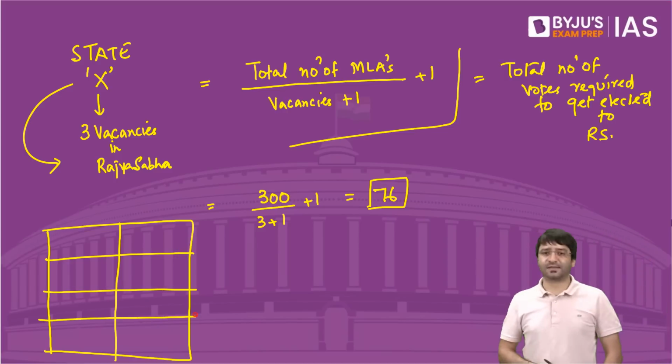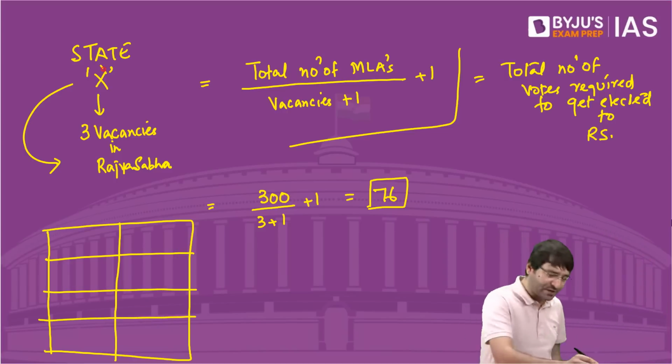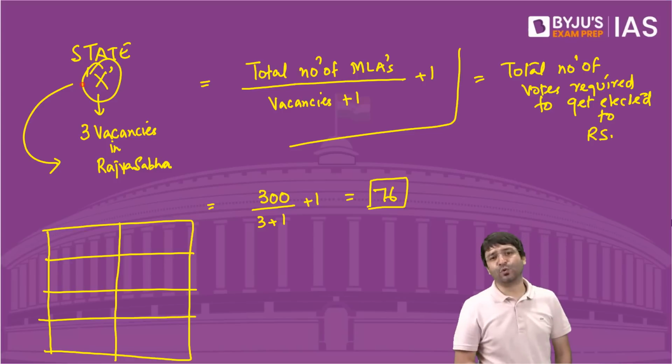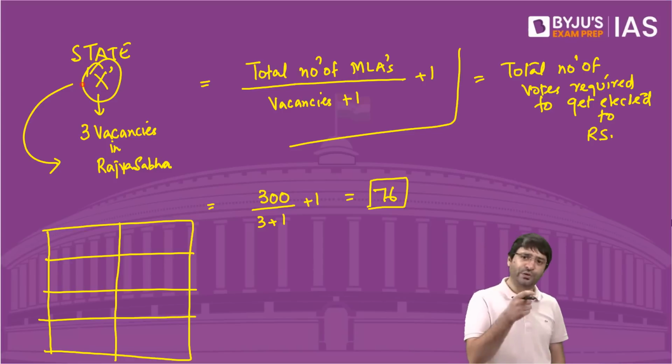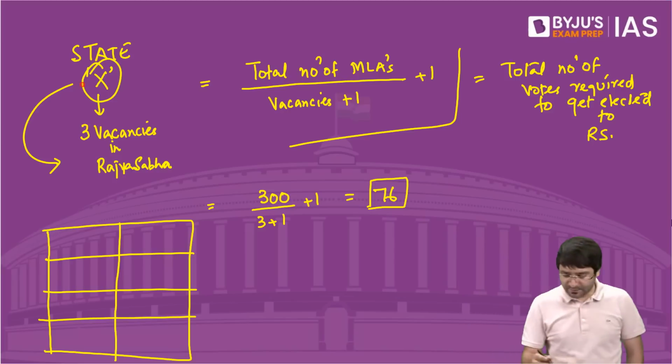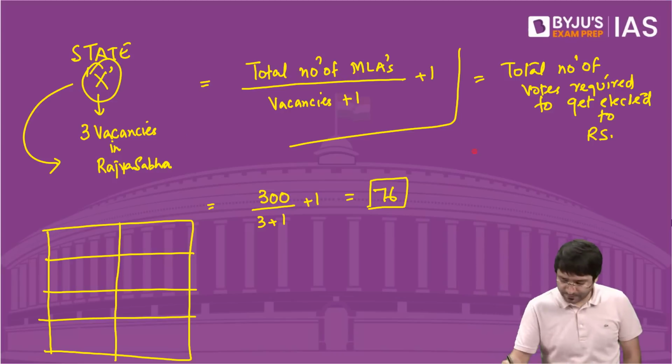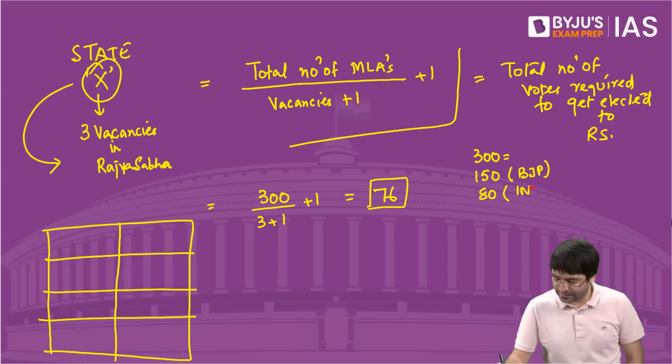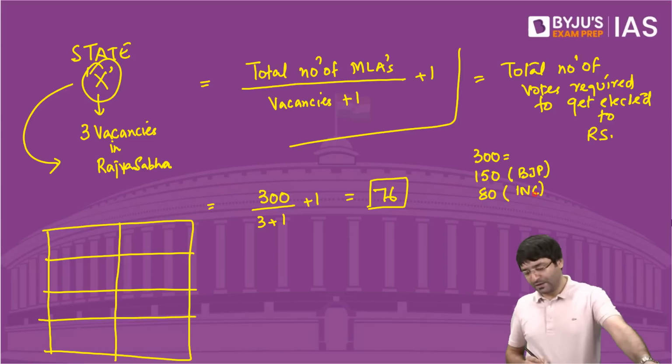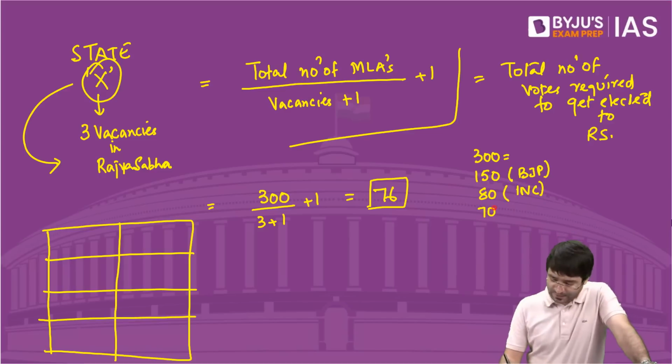All the MLAs who are part of the state X, they will have to vote. They will vote to elect 3 MPs to Rajya Sabha. Let's suppose out of this 300, we have, let's say, 150 belonging to BJP, 80 belonging to Indian National Congress, which means 230, and now 70 is from Aam Aadmi Party.